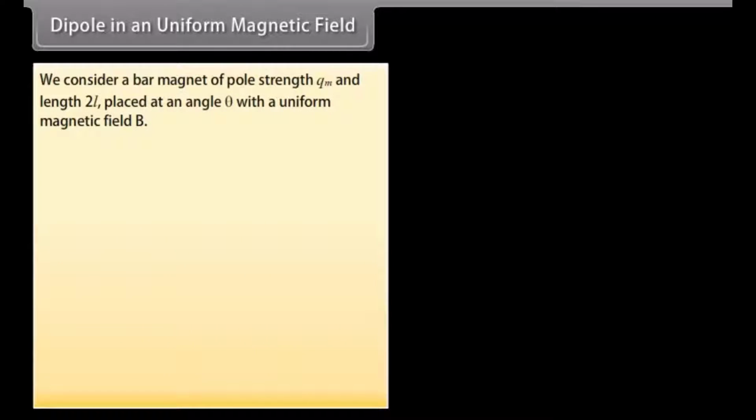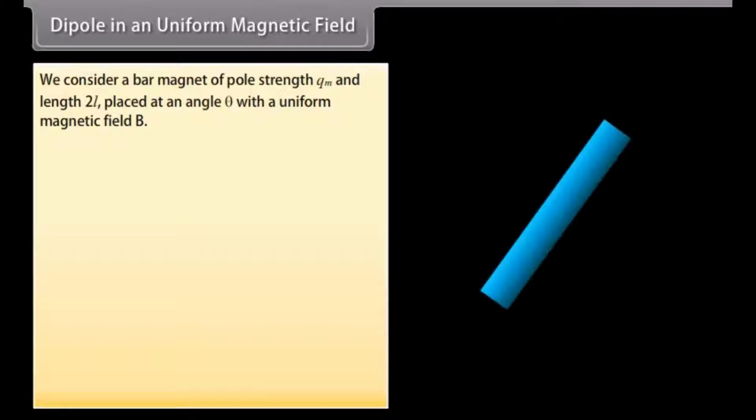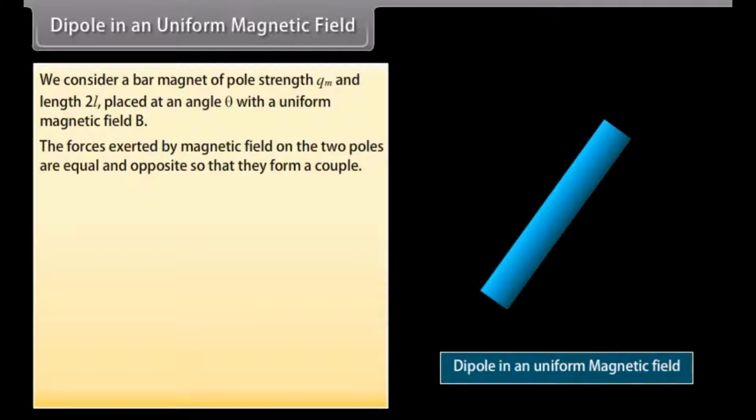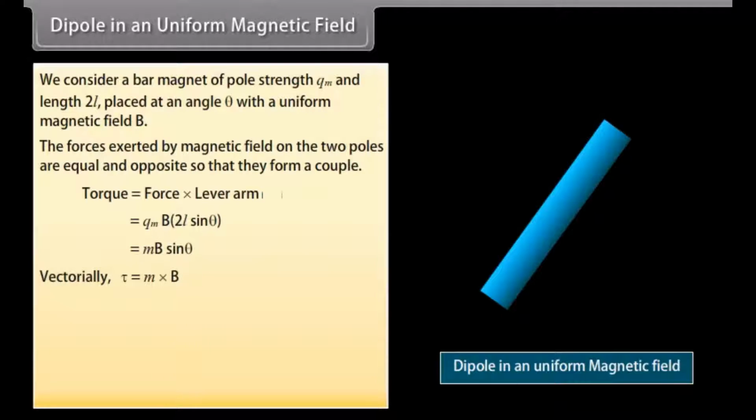Dipole in a uniform magnetic field. We consider a bar magnet of pole strength Qm and length 2L placed at an angle theta with a uniform magnetic field B. The forces exerted by the magnetic field on the two poles are equal and opposite, so that they form a couple. Torque is equal to force into lever arm. By putting the values in the above equation, we get the value of torque equal to mB sine theta. Vectorially, it is represented as tau is equal to the cross product of m and B.